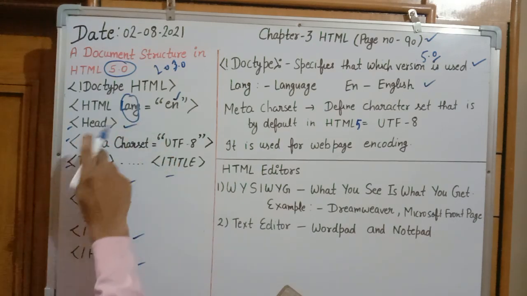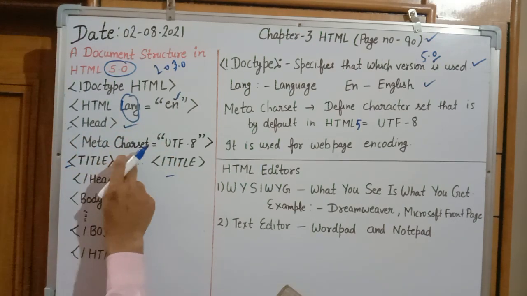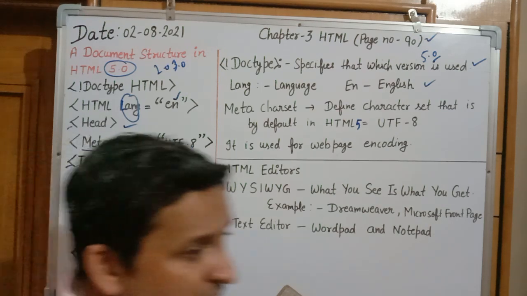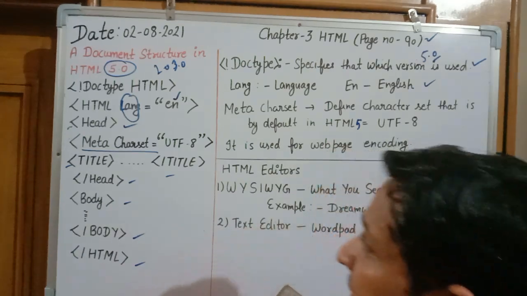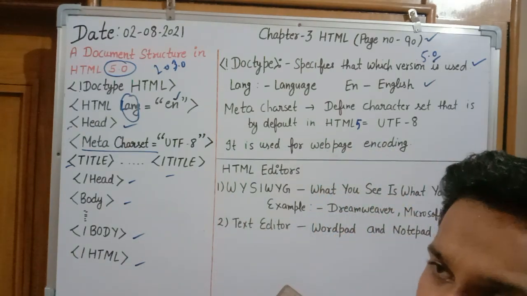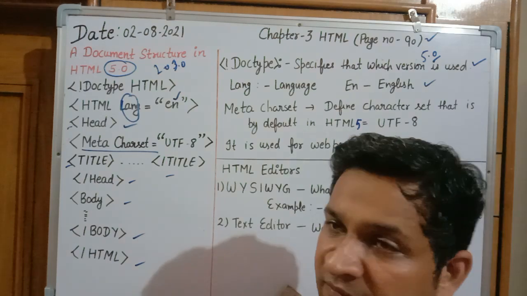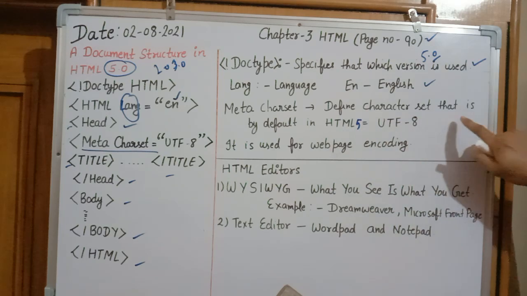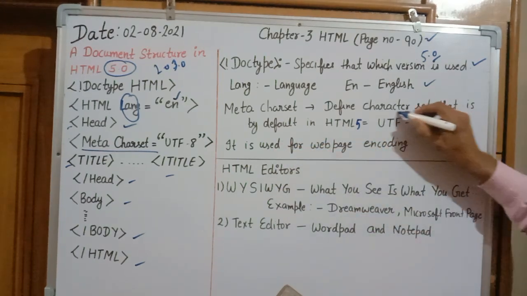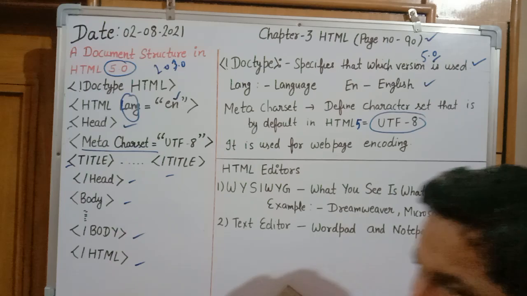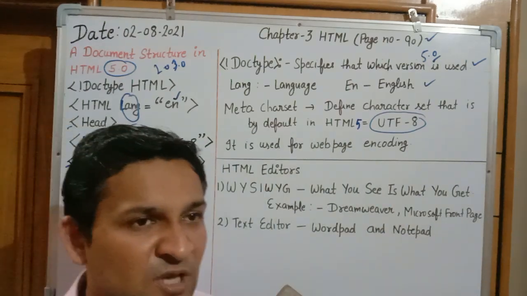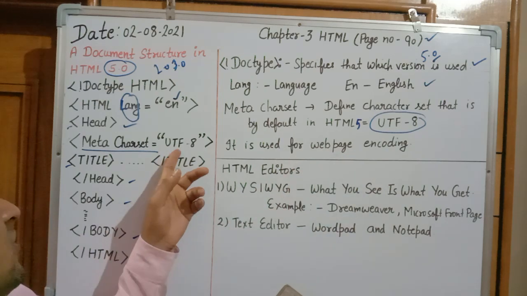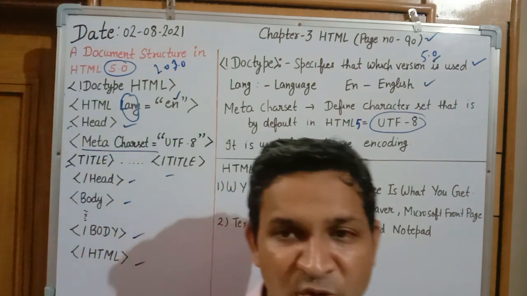Afterward, in head we write meta charset UTF-8. What is meta charset UTF-8? Meta charset is a character set that will convert or encode the alphabets and symbols. It defines the character set, which by default in HTML version 5 is UTF-8. It means it is a character set that does the code encoding. It is used for web page encoding and the value of meta charset is by default UTF-8.